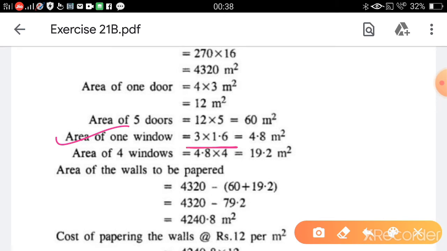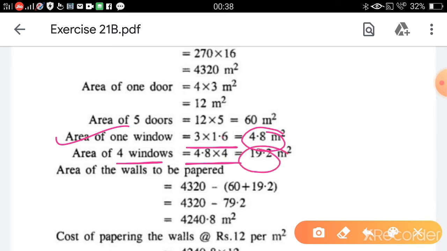Then area of one window, we have to find the area of a window. 3 multiplied by 1.6, where length is 3 and breadth is 1.6. So which will be 4.8 meter square. Area of 4 windows, how many windows are there? 4. So 4.8 into 4 will be 19.2 meter square.